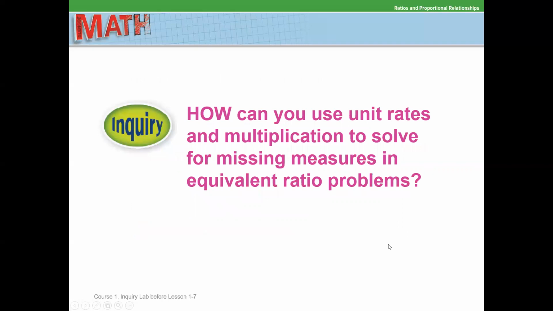How can you use unit rates and multiplication to solve for missing measures in equivalent ratio problems? That's all for now.